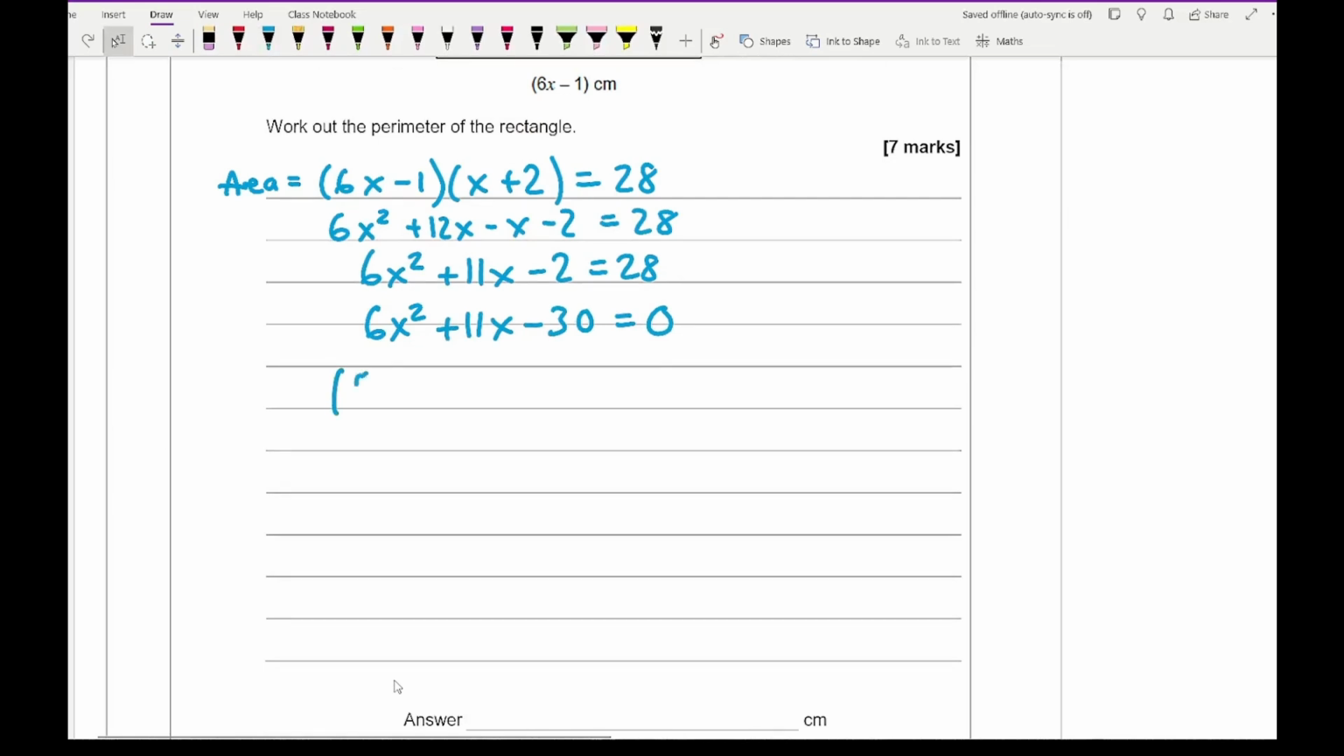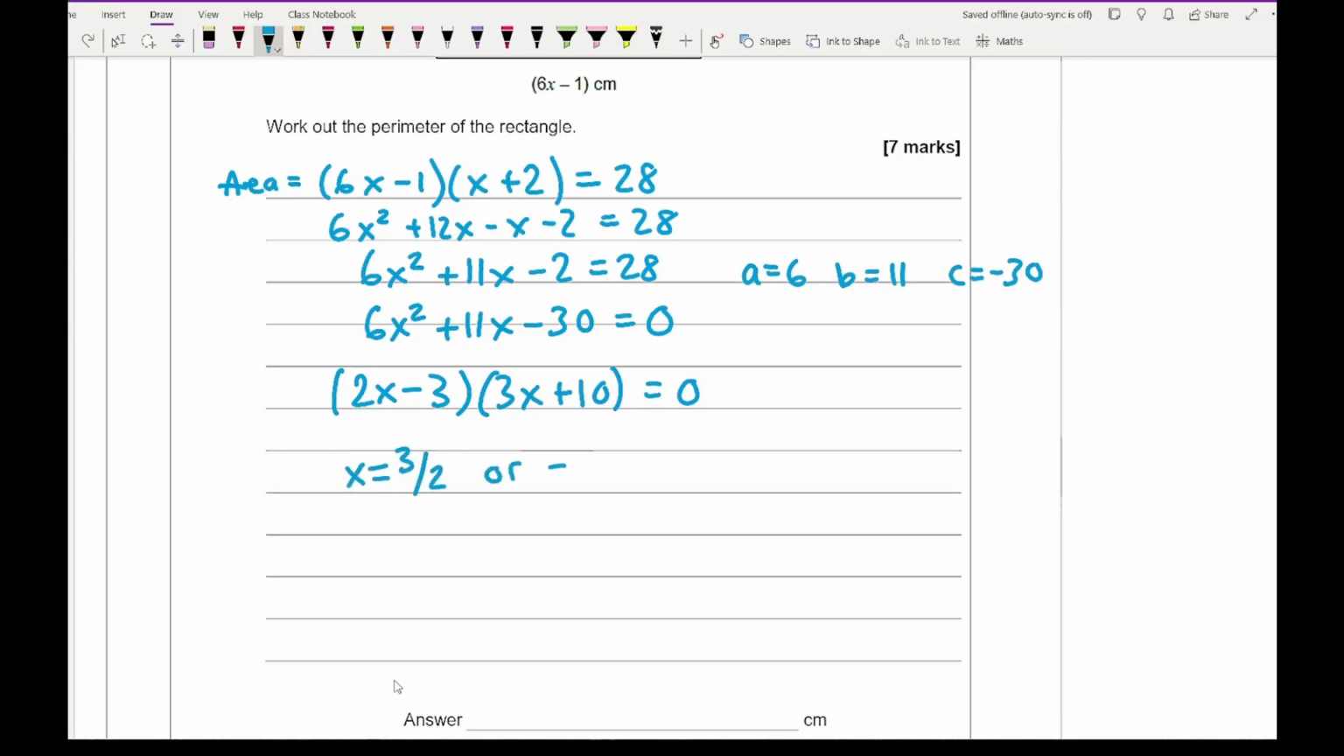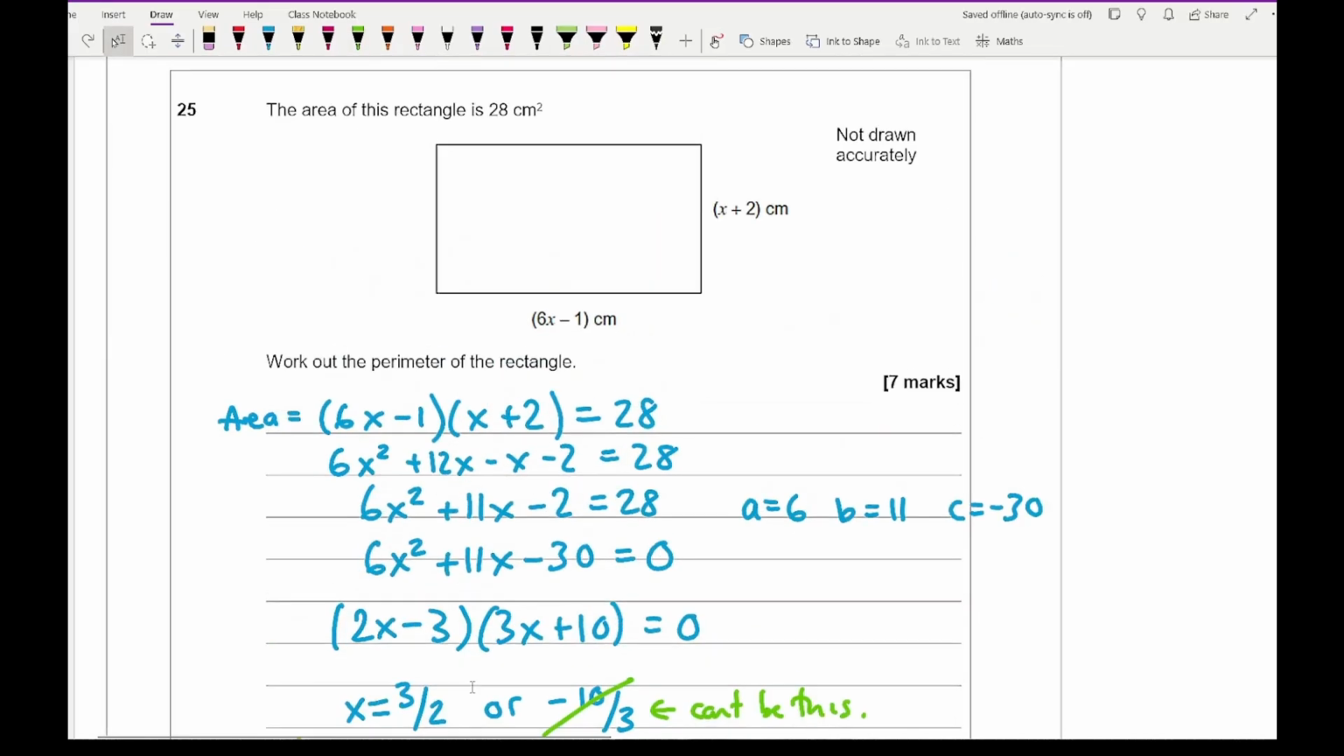It does actually factorize, so it's going to be 2x minus 3, 3x plus 10. If you didn't want to factorize, I would probably go for the quadratic formula, where a equals 6, b equals 11, and c equals minus 30. But solving by factorization, we get x equals 3 over 2, or minus 10 over 3. Now x can't equal this, as we would end up with a negative length. So x equals 1.5.